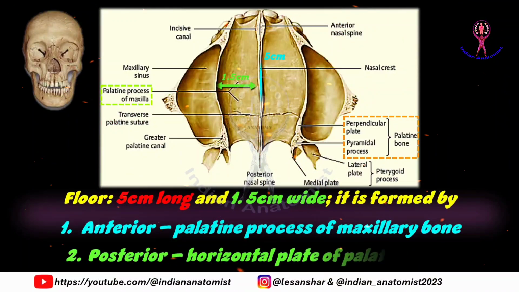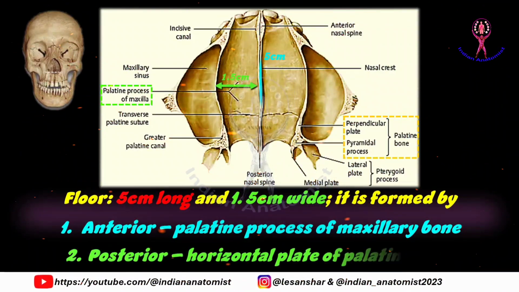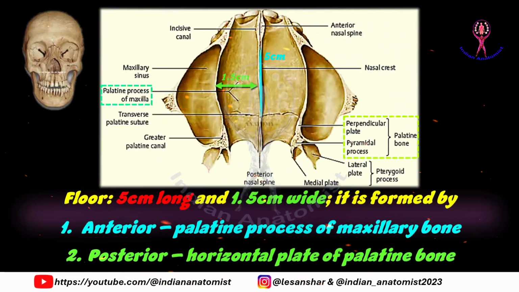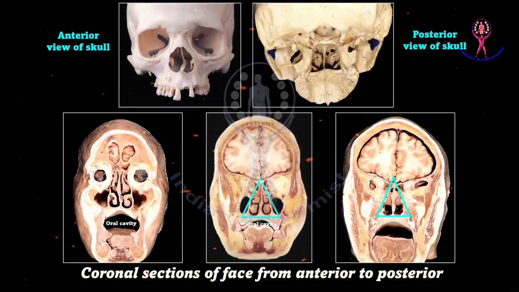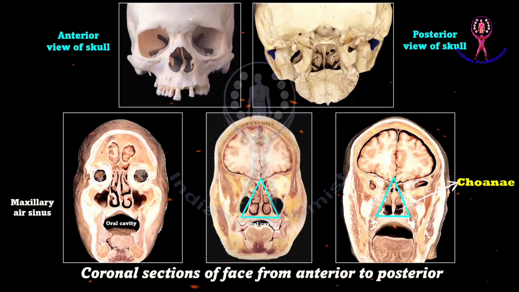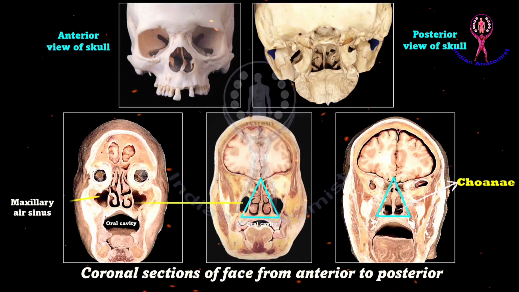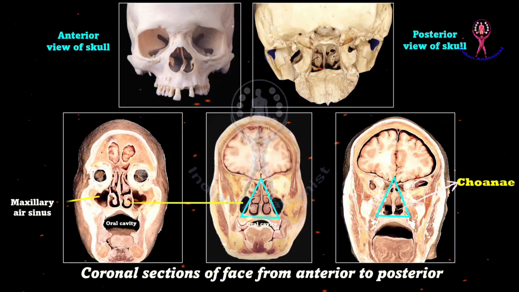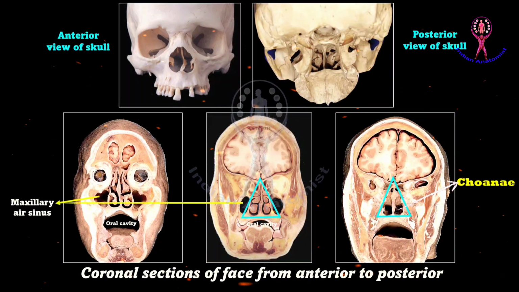Now coming to the floor of each nasal cavity. The floor is approximately 5 cm long and 1.5 cm wide. It is formed anteriorly by palatine process of maxillary bone and posteriorly by horizontal plate of palatine bone. Medicos, refer to the illustrations. Two images of the skull at nose level illustrate the anterior and posterior nasal openings. Below, 3 images showing the dissection specimens of face from anterior to posterior.